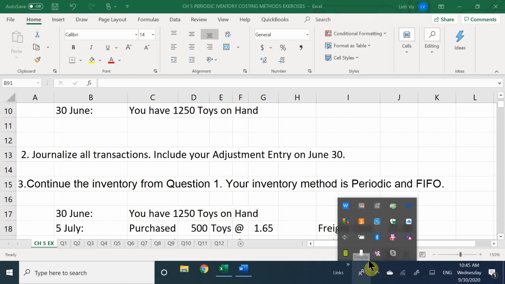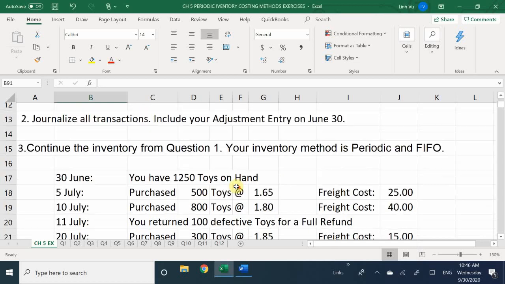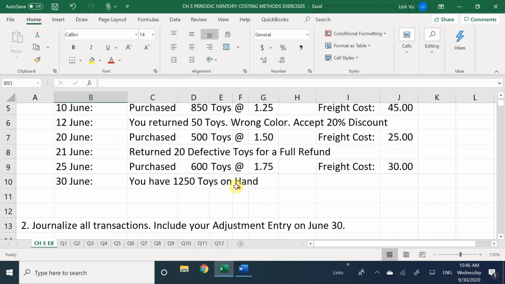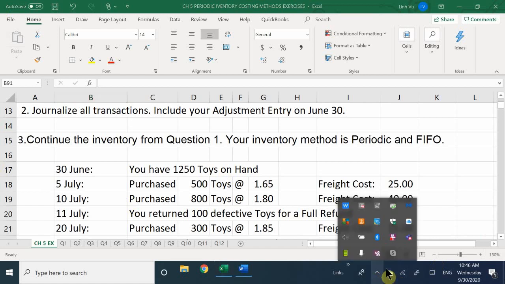Okay, so now we're going to be continuing our lesson. So here we're going to go ahead and continue our lesson here. So now we're going to be continuing question number 3, which says to continue the inventory from question number 1. Okay.